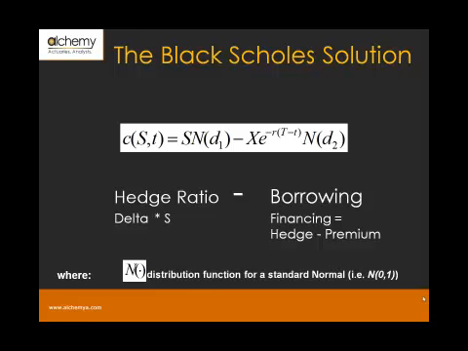A third interpretation, or a third point of view, is that S N(d1) is effectively the hedge ratio, which is basically delta times S.